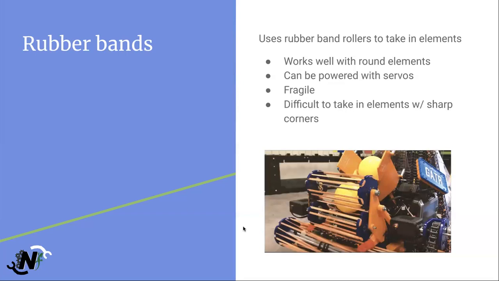And finally, because there are a bunch of holes in between the rubber bands, and because of how flexible the rubber bands are, it'll be difficult to take in elements with sharper corners, as well as elements that don't like to move a lot.